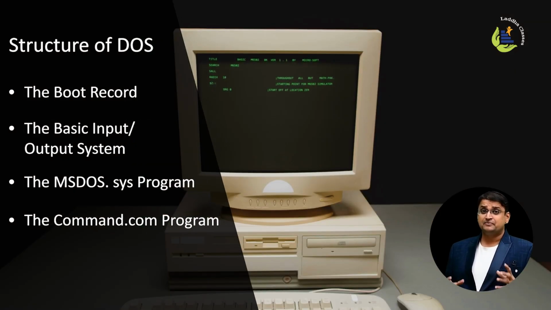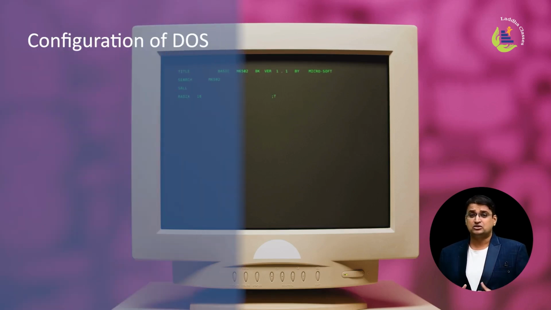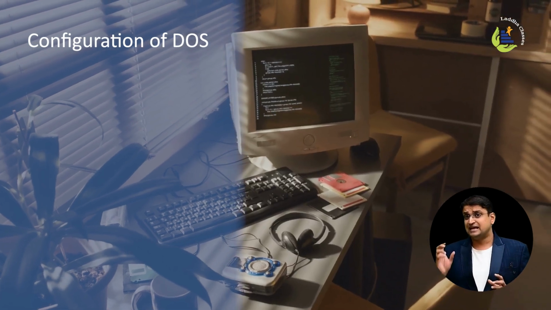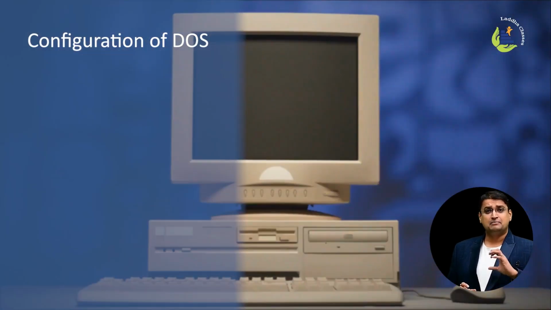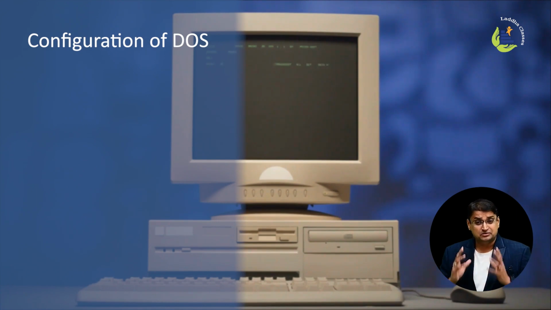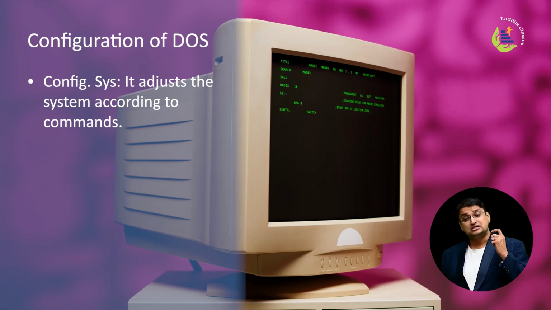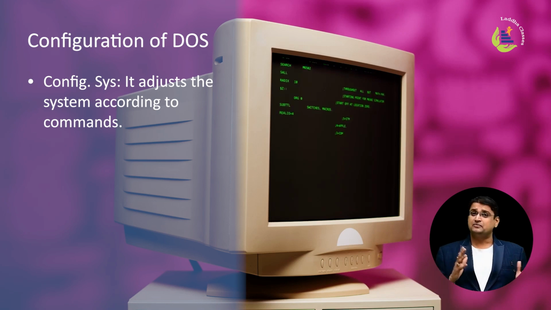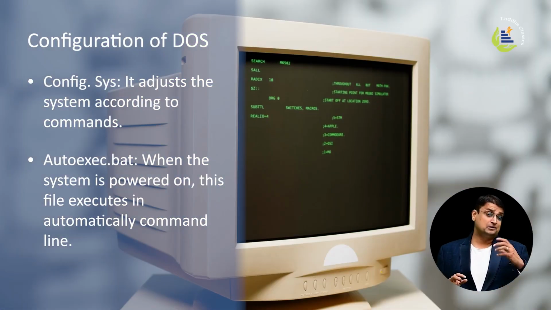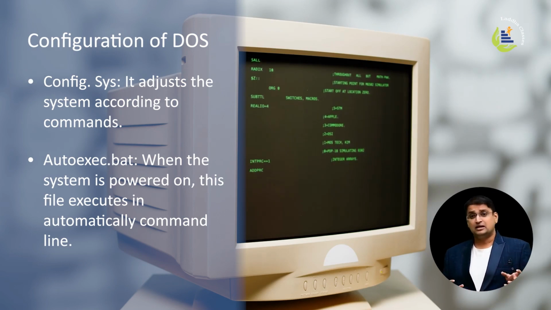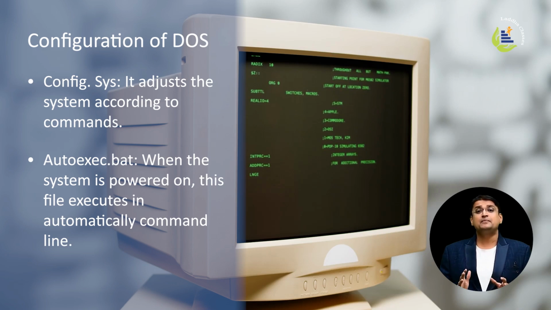Configuration of DOS. Config.sys and autoexec.bat files provide the environment to the computer to set commands. Config.sys adjusts the system according to commands. Autoexec.bat, when the system is powered on, this file executes automatically from the command line.